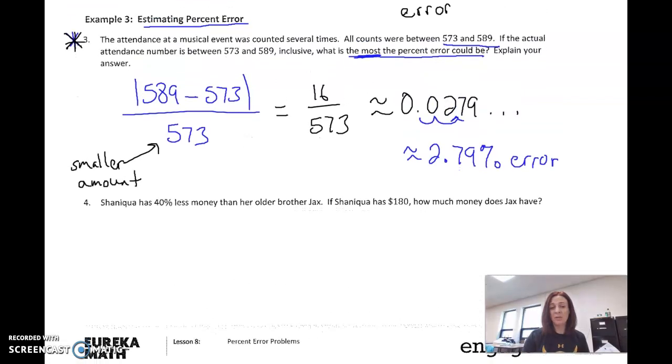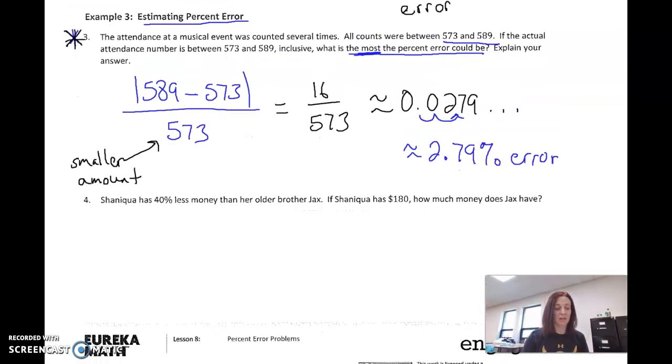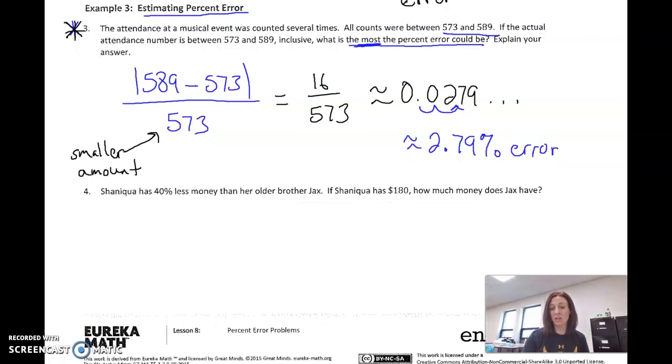So Shaniqua has 40% less money than her older brother Jax. Let's think about this. What percent of the money does she have? Well, if we go 100 minus 40, that's 60. So she has 60% of what Jax has.